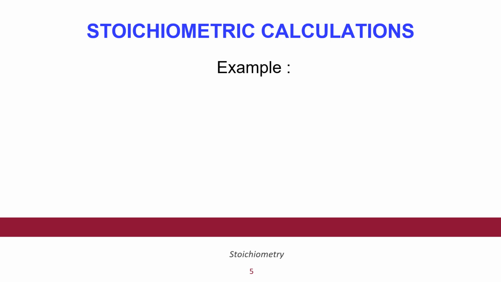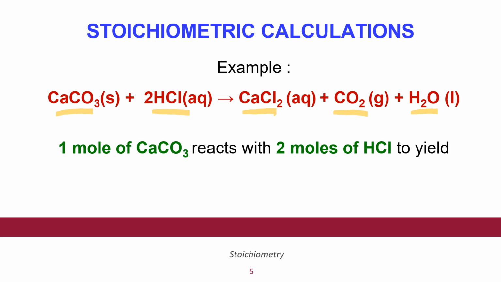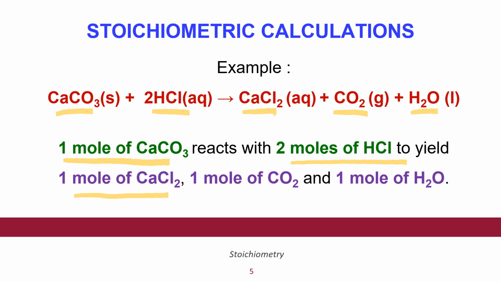Now, let's take a look at an example to understand the concept of stoichiometry. Let's say we have a chemical reaction between calcium carbonate and hydrogen chloride to form calcium chloride, carbon dioxide, and water. From the given equation, we can understand that when 1 mole of calcium carbonate reacts with 2 moles of hydrogen chloride, it will yield 1 mole of calcium chloride, 1 mole of carbon dioxide, and 1 mole of water.